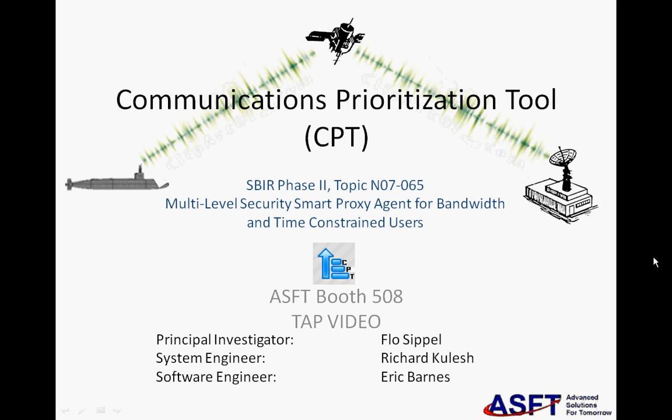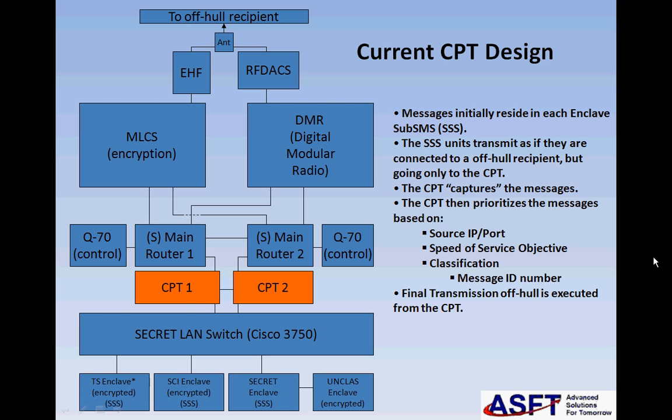Hi, and welcome to ASFT Booth 508. This short video will detail the SBIR Phase 2 Topic N07065 Multi-Level Security Smart Proxy Agent for Bandwidth and Time-Constrained Users, or as we call it, the Communications Prioritization Tool, the CPT. To effectively communicate with other platforms, ballistic missile submarines must optimize the use of available communications bandwidth.